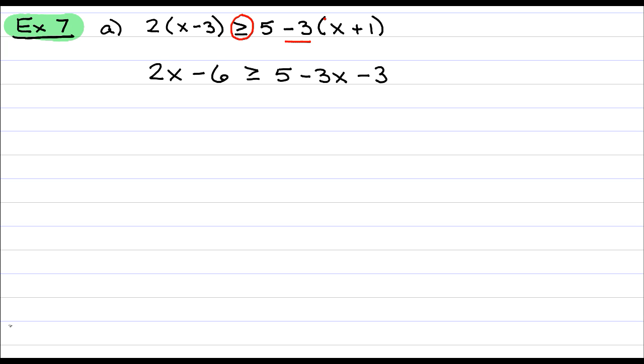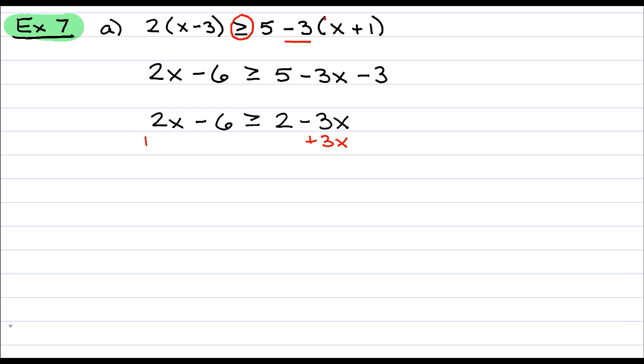Okay, now let's simplify a little bit on the right-hand side. I'm going to get 2x minus 6 greater than or equal to 5 minus 3. I'm going to combine those two terms. 5 minus 3 is 2, minus 3x. Okay, so again, just like with an equation, my goal is to put all of the x terms on one side of the inequality. So I can do that by adding 3x to both sides.